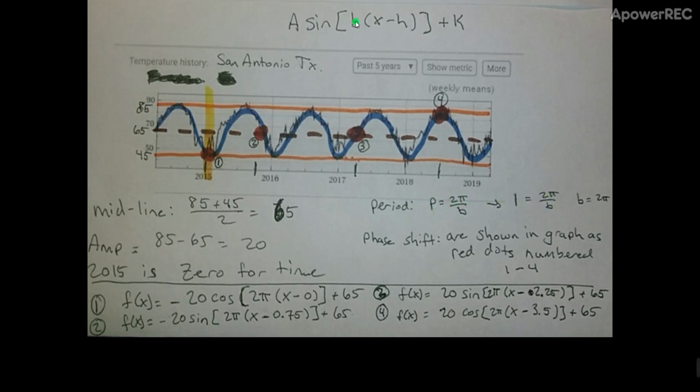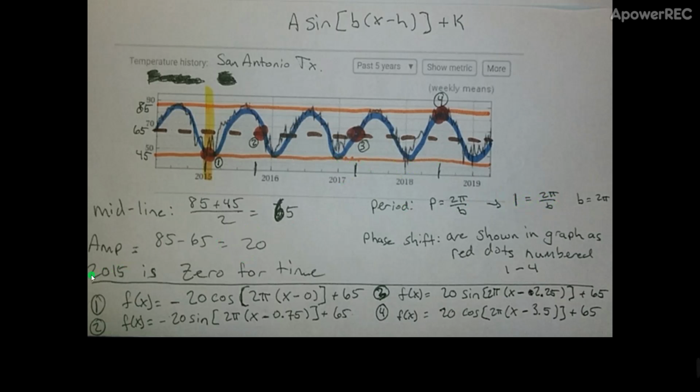And I need my B value. So my B value is going to wind up being 2 pi. I can kind of eyeball that since the period here is 1 year. I need that to be 1. So then B has to be 2 pi in order to make that 1.